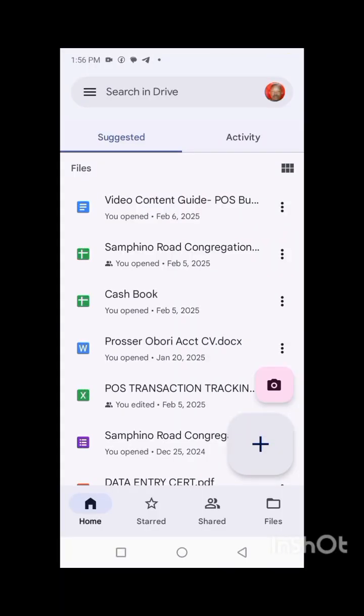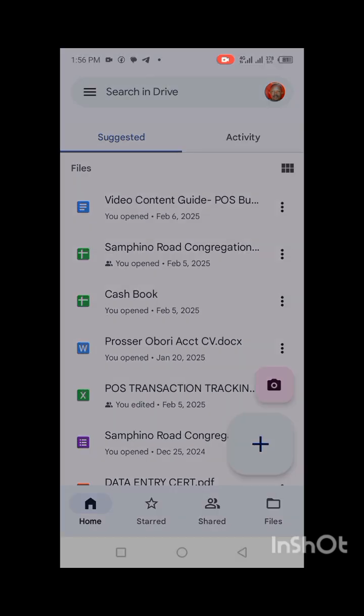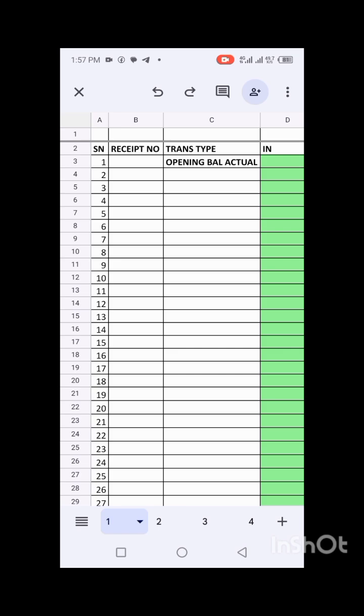POS tracking template: how to use the POS tracking template for every transaction that occurs in your POS business. So we head over to the template, you click on it for it to open from my drive. So let's see. Yes, it's opening, as you can see. So it has opened. Let's analyze the template first.